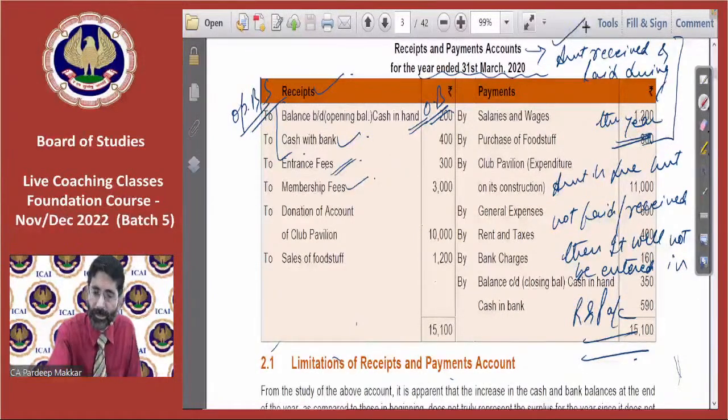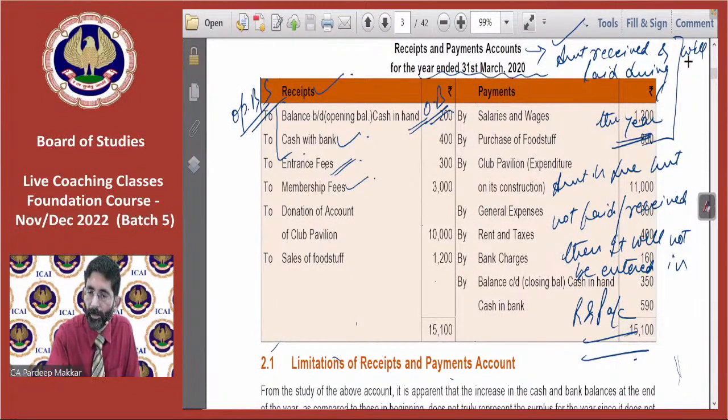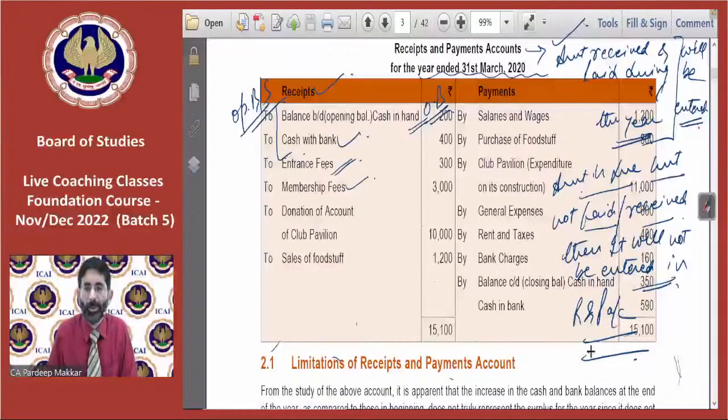There are two important things regarding this chapter, the receipt and payment account. First point: the amount received and paid during the year will be entered. Second: an amount due but not paid or received will not be entered in the receipt and payment account. You must keep this in your mind. Only those receipts and payments will be entered which are actually received. If he says that the amount is due but not yet received, it will not be entered, beta.